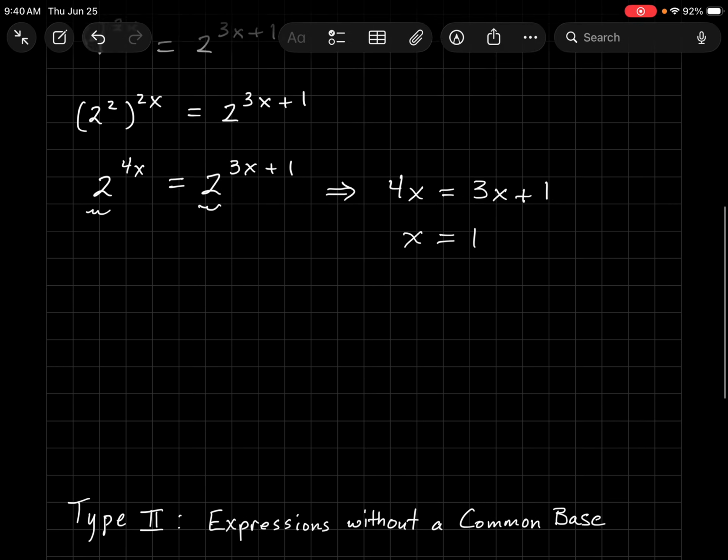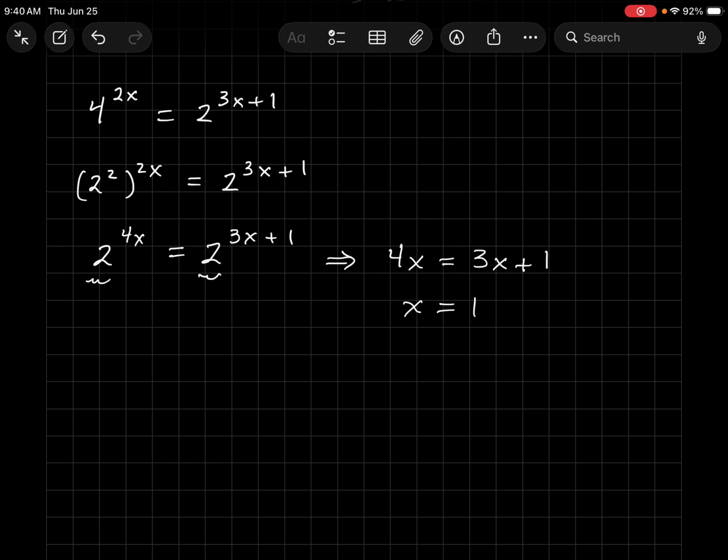Let's try one more of these. Let's do 9 to the x equals 81 to the 1 minus x. Now they both have base 9. That is, the left side is base 9 already, but 81 is 9 squared. So I could rewrite 81 as 9 squared and then to the 1 minus x.